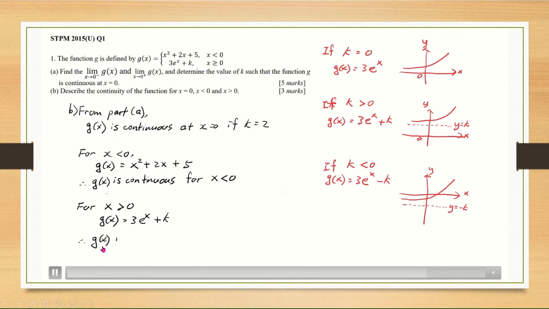So therefore we can make the conclusion that g(x) is continuous for the region x greater than 0, and we have to mention that k does not give any effect, so this is valid for all values of k.